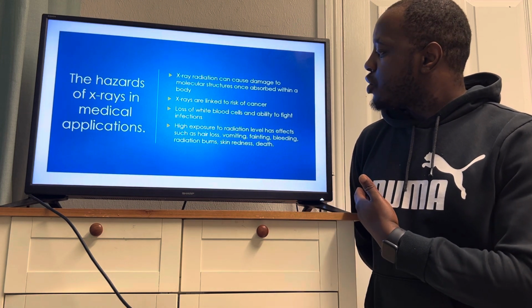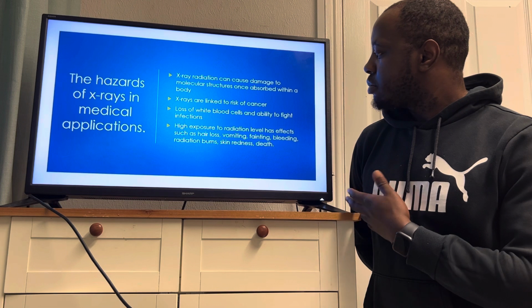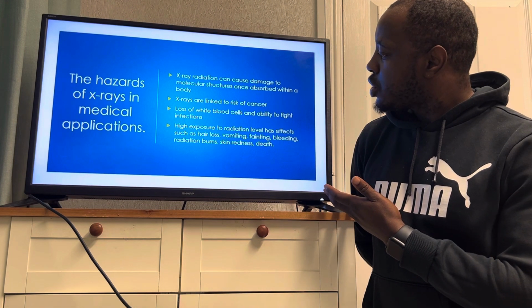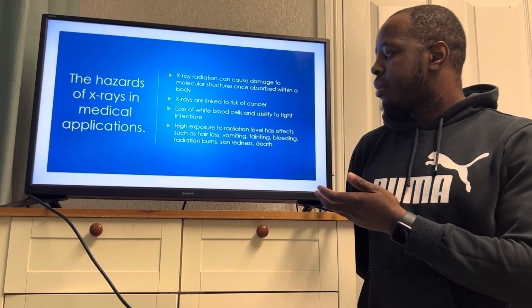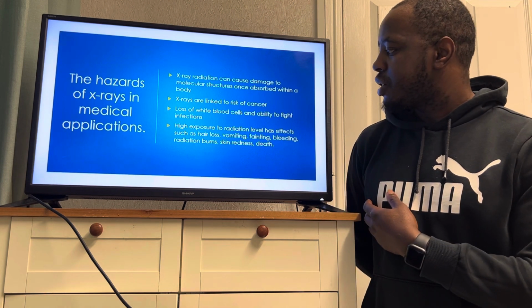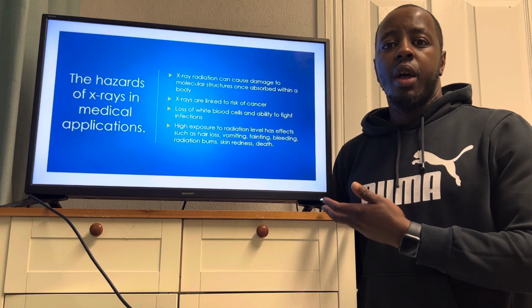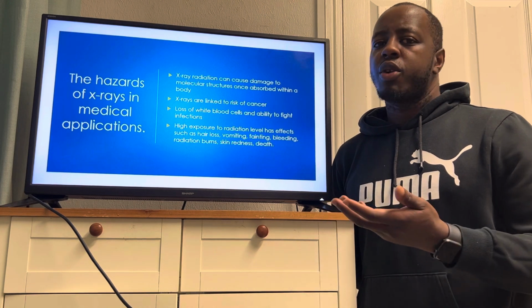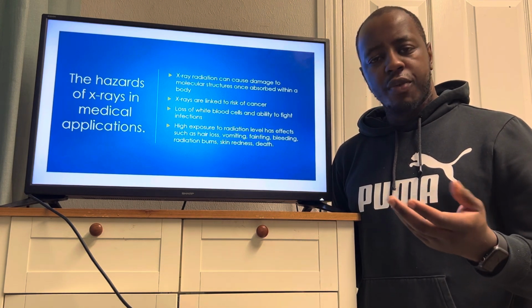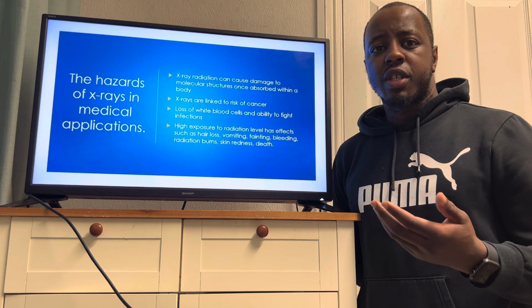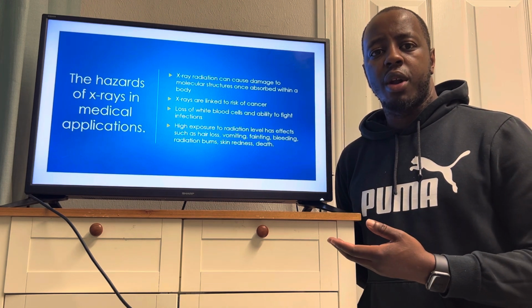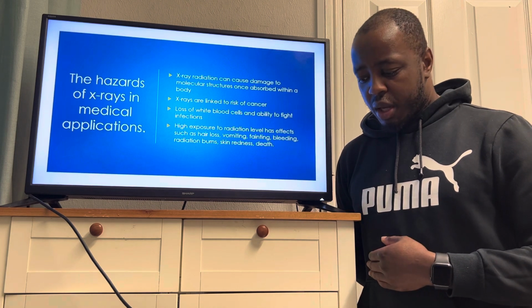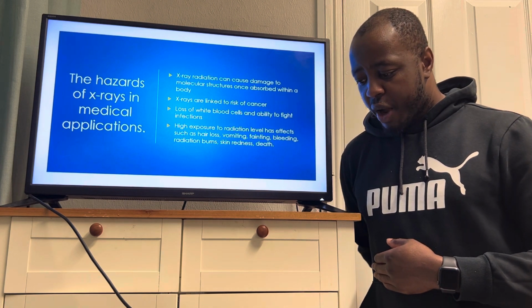High exposure to radiation level has effects such as hair loss, vomiting, fainting, bleeding, radiation burns, skin redness, and death. So take for example someone who goes for chemotherapy. Okay, we've seen them lose hair and vomiting and whatnot. So that's a result of exposure to high radiation.